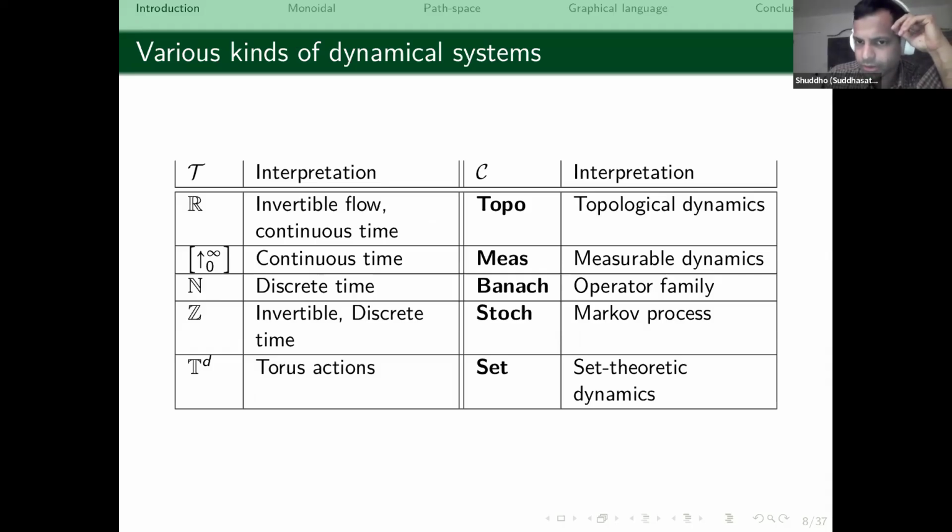We can have different choices of the semigroup structure, as you see on the left of the screen. And we can have different choices of the context category, which I've denoted as C for context. So depending on the context, depending on the choice of time structure, we can call it continuous or discrete, invertible or non-invertible, depending on whether it's a semigroup or group. Similarly, depending on whether it's topological, measurable, Banach, etc., it will be a topological dynamical system, measurable dynamical system, etc. So this is our first step into the categorical description.